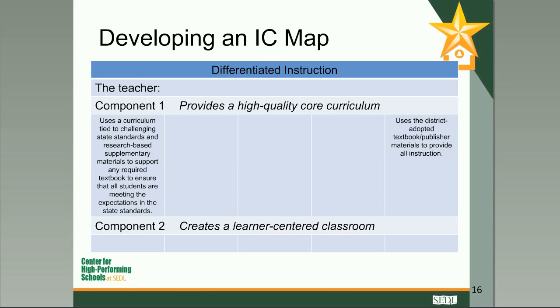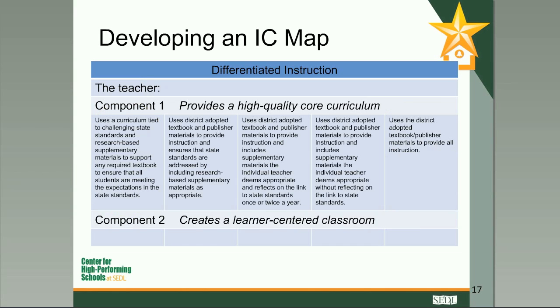In this illustration, we're beginning to develop more detail about what it means for a teacher to provide a high-quality core curriculum, as well as what some teachers may do that doesn't meet expectations. On the left is a clear set of behaviors that describe what a teacher does to provide high-quality core curriculum. On the right is a behavior that is undesirable if a teacher is working to implement differentiated instruction.